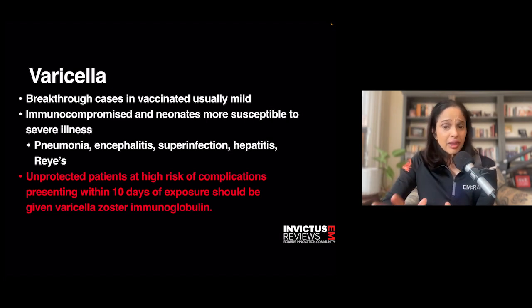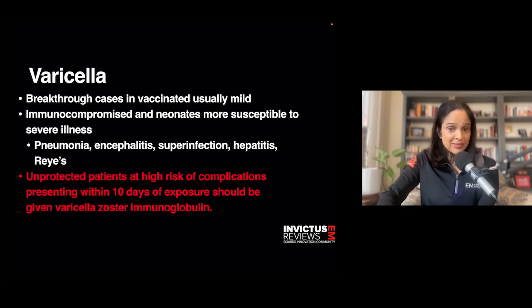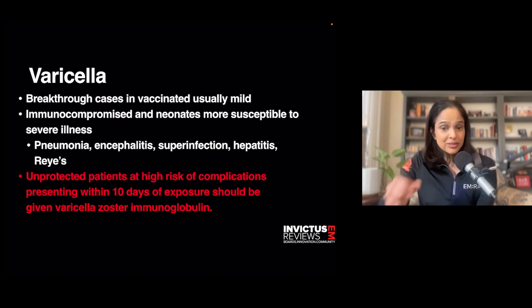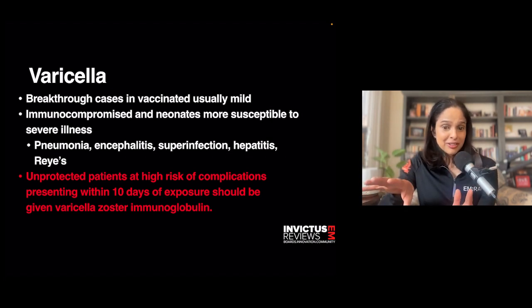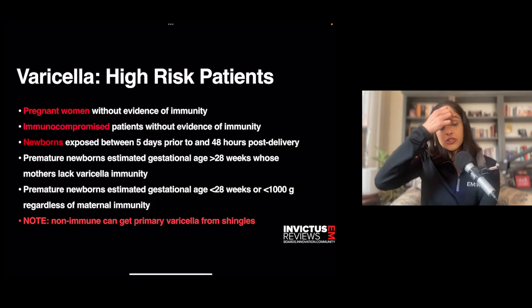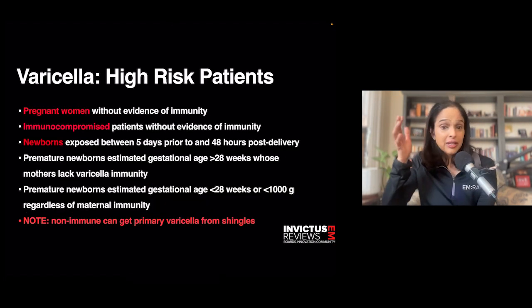And so unprotected patients, meaning they don't have antibodies, at high risk of complications who present within 10 days of exposure should be given the varicella zoster immunoglobulin. Okay, so if they are at risk or they're not properly immunized and they're coming within 10 days of exposure, they ought to get the immunoglobulin. So who are high-risk patients for varicella?